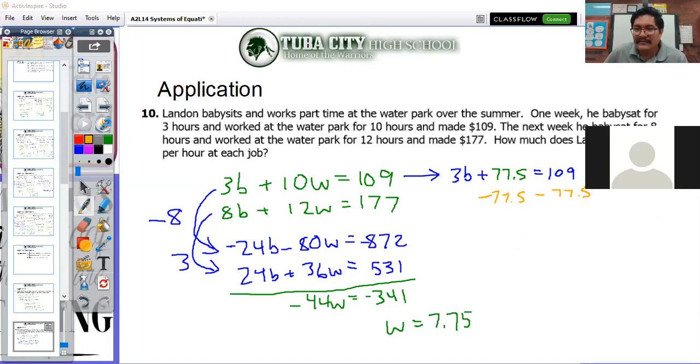Now I'm kind of using the calculator a lot, so why not use it again? 77.5, and that becomes 31.5. So 3B is 31.5. So if we were to take 3 hours of his babysitting job, he would have gotten $31.50. And I could probably just use my calculator for this again, and that's 10.5, and that makes sense.